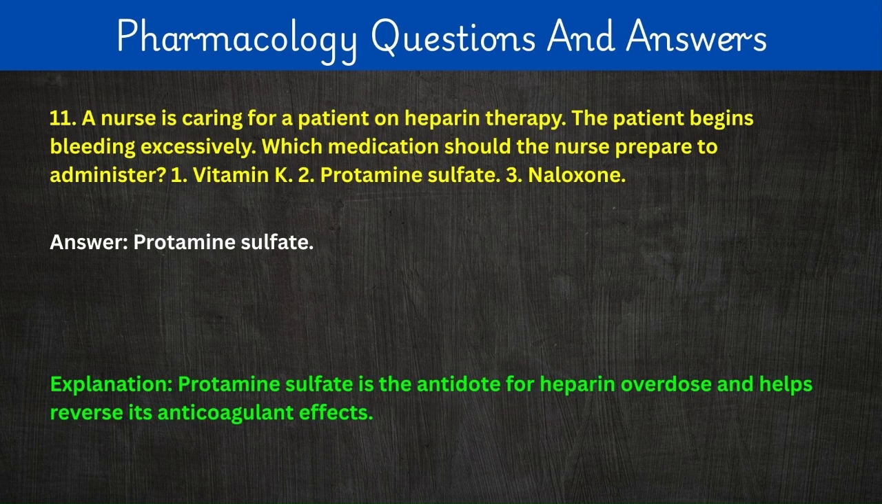11. A nurse is caring for a patient on heparin therapy. The patient begins bleeding excessively. Which medication should the nurse prepare to administer? 1. Vitamin K. 2. Protamine sulfate. 3. Naloxone. Answer: protamine sulfate. Explanation: protamine sulfate is the antidote for heparin overdose and helps reverse its anticoagulant effects.